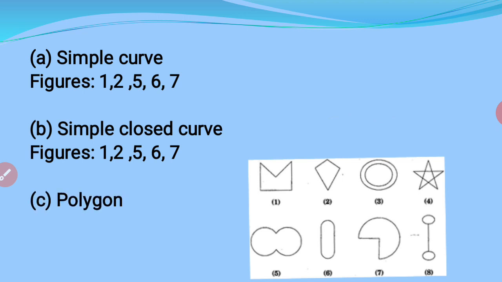The next is polygons. As we all know, polygons are simple closed curves having line segments only. So, only the first and second figure are made up of line segments, whereas the rest 3, that is 5, 6 and 7, have curves. So, it is only first and second figure which can be called as polygons.